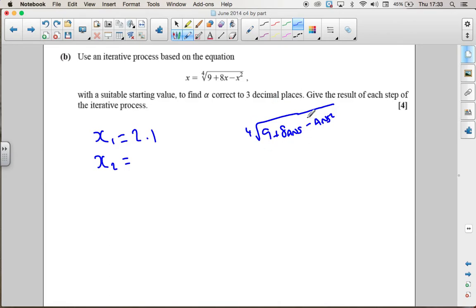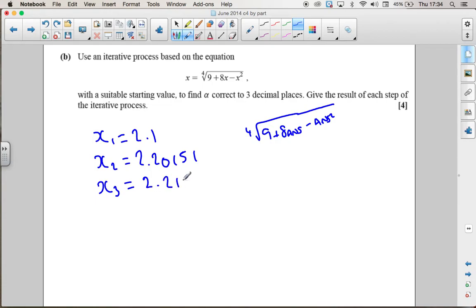So the fourth root of 9 plus 8 ans, take ans squared, equals, and I get 2.20151. Just need to remember that I'm looking for the answers correct to 3 decimal places, so when my third decimal place stops changing, I can stop writing these values down. Just need to press equals again and again until that happens.